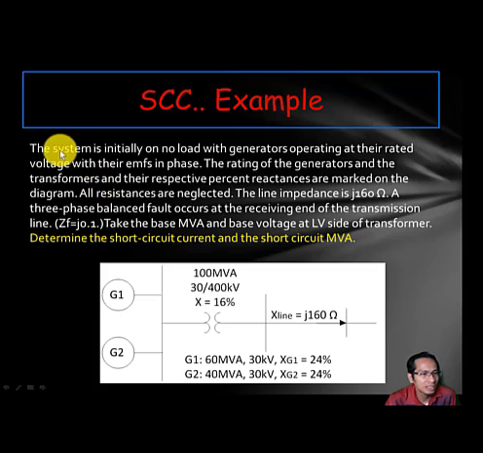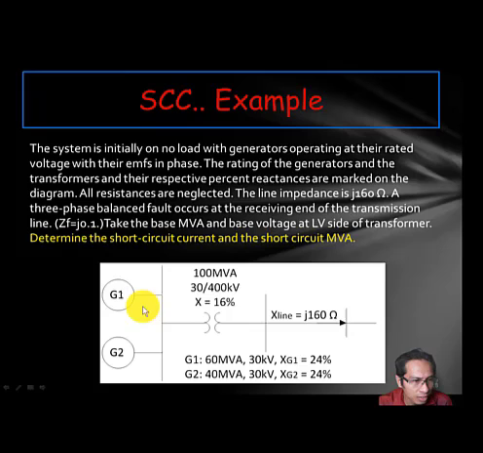For example, we have this system. The system is initially on no load with the generators operating at their rated voltage with their EMF in phase. The ratings of the generators and the transformers and their respective percent reactances are marked on the diagram. All resistances are neglected. The line impedance is j160 ohm. A three-phase balanced fault occurs at the receiving end of the transmission line through ZF equal to j0.1 ohm. Take the base MVA and base voltage at the low voltage side of the transformer, which is 30 kV. Determine the short circuit current and the short circuit MVA for this system.